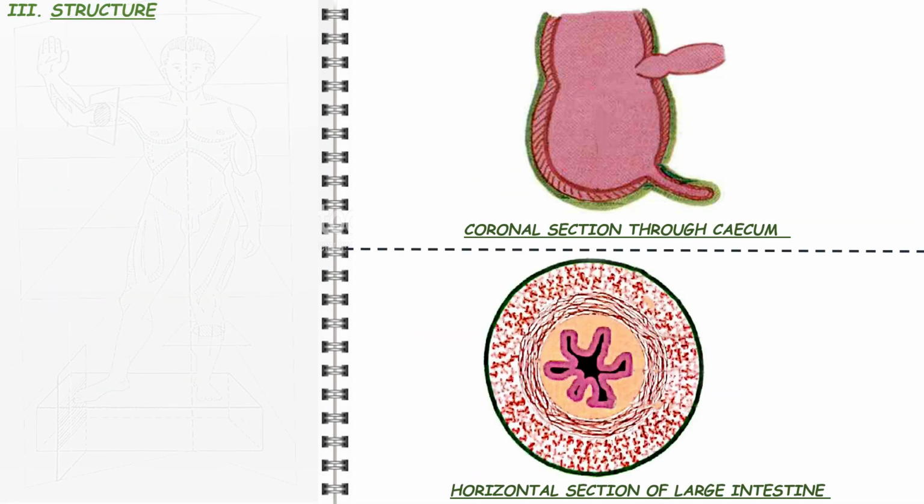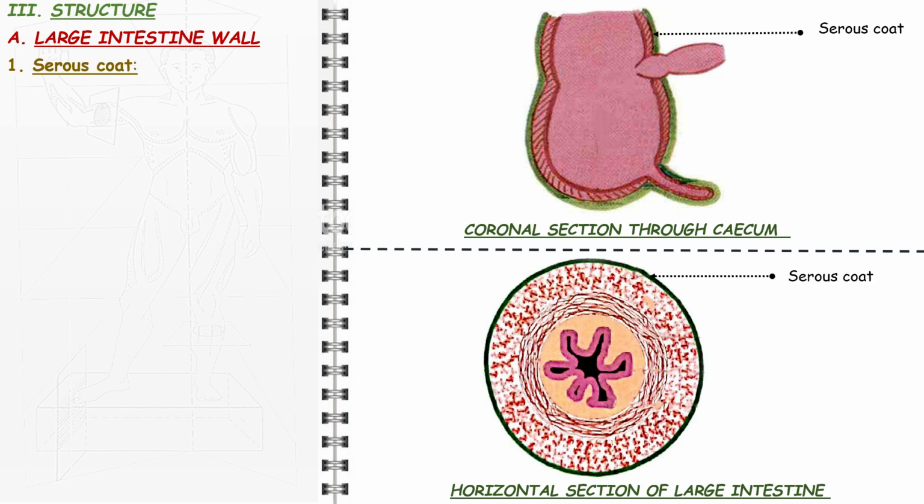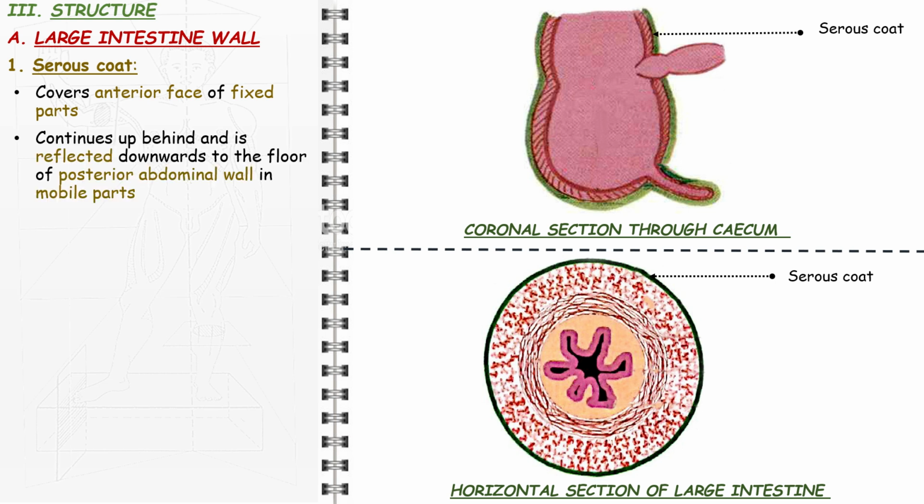The large intestine wall is a 4 layers wall. From the outer layer to the inner, the serous coat, made of mesothelium and subserous tissue, is rich in adipocytes in omental appendices. It covers the anterior face of fixed parts, whereas it continues up behind and is reflected downwards to the floor of the posterior abdominal wall in mobile parts. The muscle of the large intestine is made of 2 layers. The outer layer is longitudinal and the inner is circular.